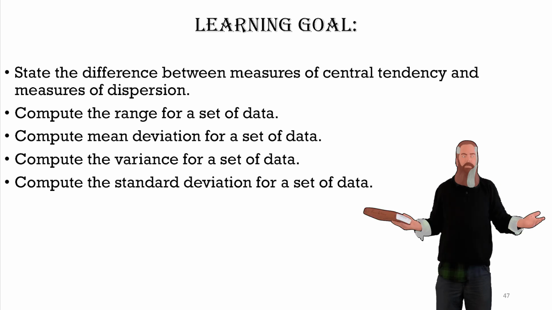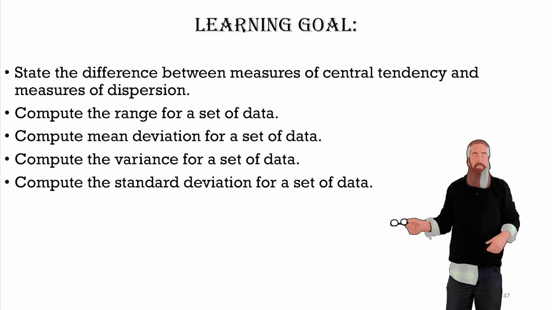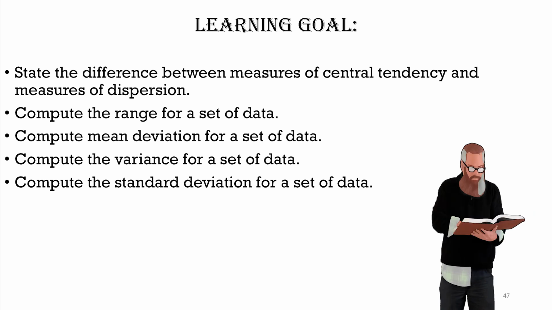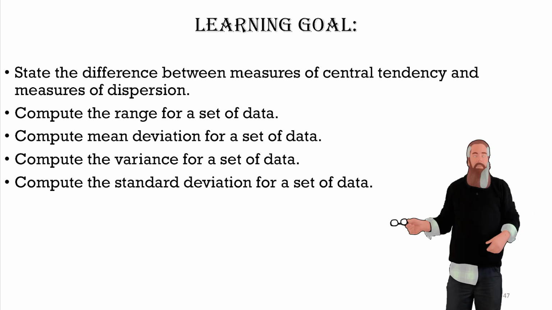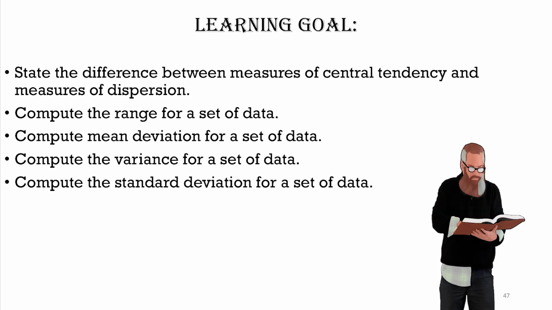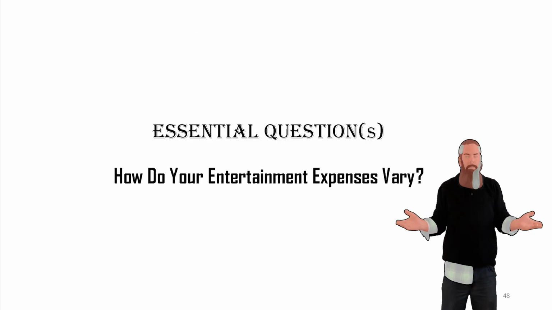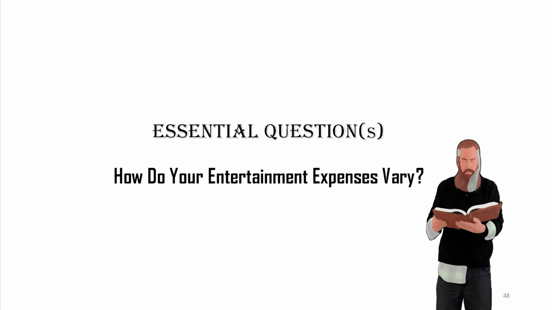In this lesson, we're going to state the difference between measures of central tendency and measures of dispersion. We're going to compute the range for a set of data. We're going to compute the mean deviation for a set of data. We'll compute the variance for a set of data, and we will compute the standard deviation for a set of data. All to answer the question, how do your entertainment expenses vary?